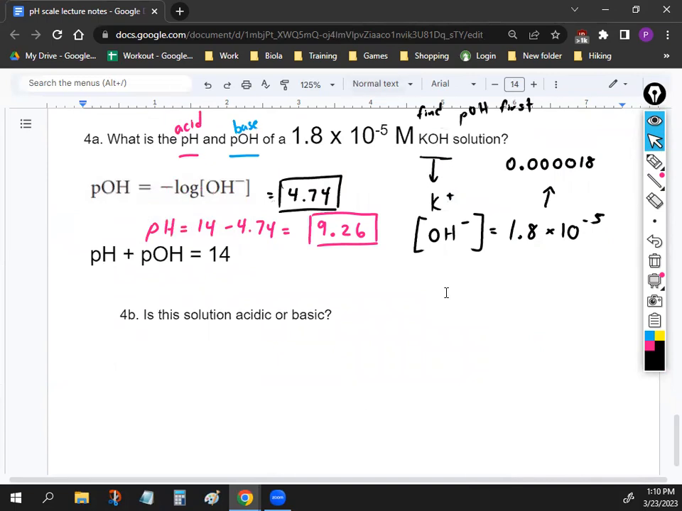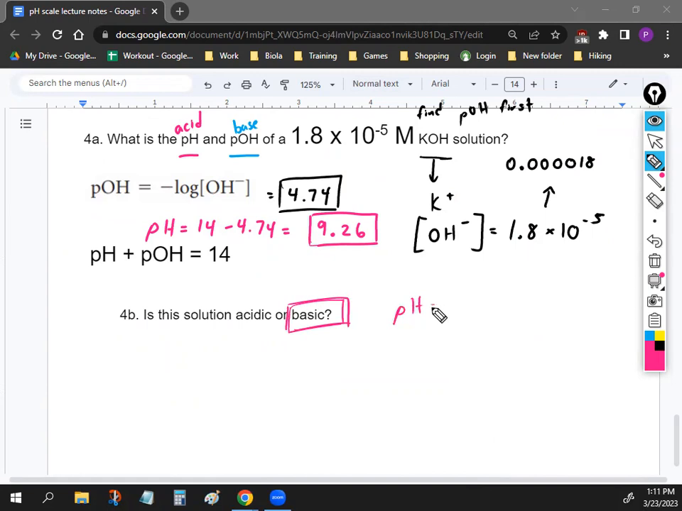All right, and then last but not least, let's figure out if this is acidic or basic. Let's look at the pH because I think it's a little easier to work with. 9.26 is bigger than 7, which means this solution is going to be basic. The reason, again, is that pH is 9.26, which is bigger than 7. You can also do it with pOH if you'd like, but the pOH is equal to 4.74, and that's going to be less than 7. So it's opposite scales, but they're both going to tell you that it's basic.